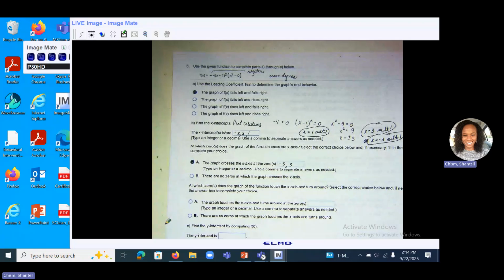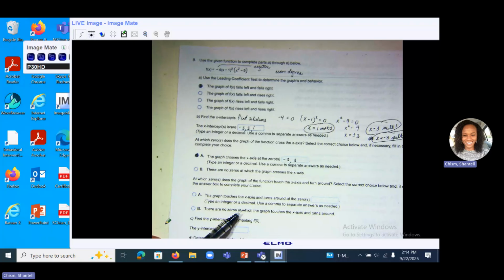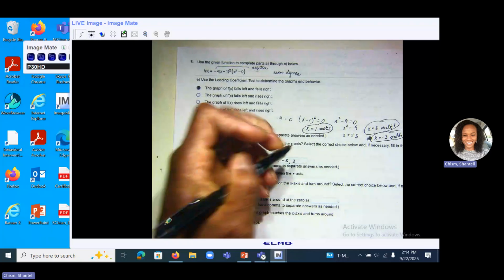The second part says, at which zeros does the graph of the function touch the x-axis and turn around? Well, that's when you have an even multiplicity. So the graph touches and turns at 1.